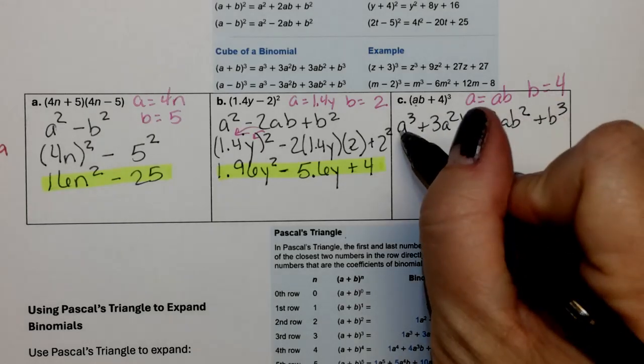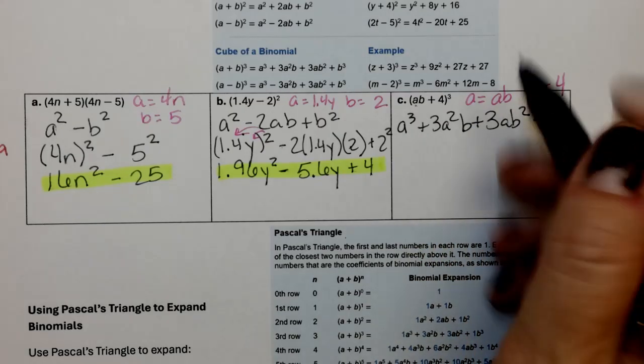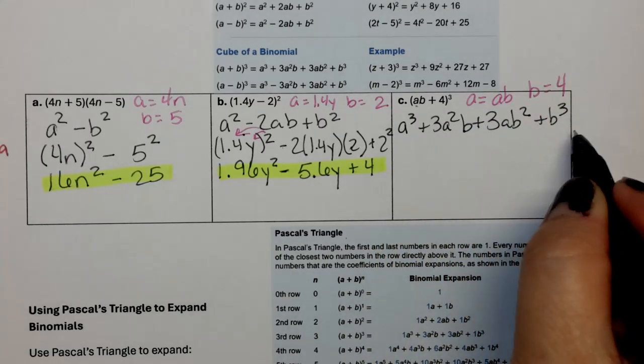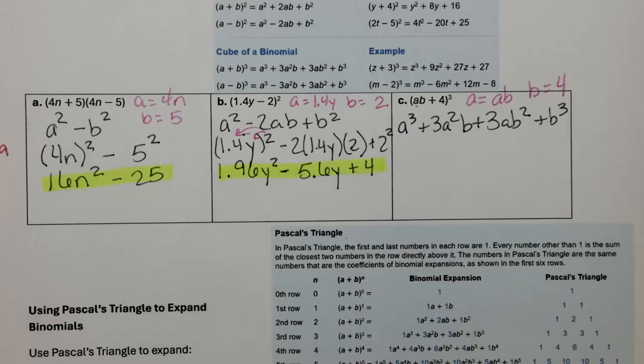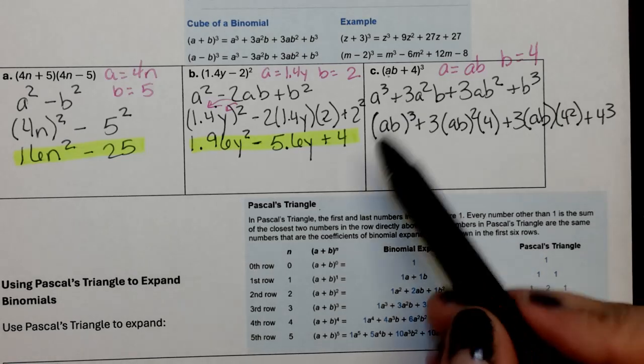Okay, so now we're going to plug in: our a is going to be ab, our b is going to be 4. So I'm going to go through here and plug in all of that. I'm not going to make you watch me. So I'm going to pause the video on my end. So you may want to pause it on your end so you can substitute the a and the b's in. I did run out of room, but it's okay.